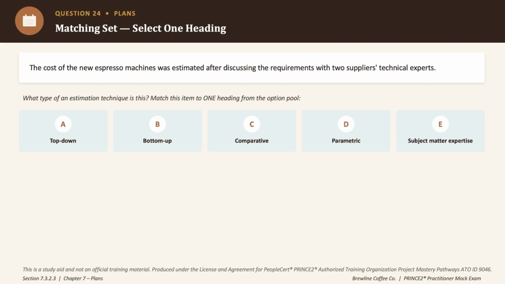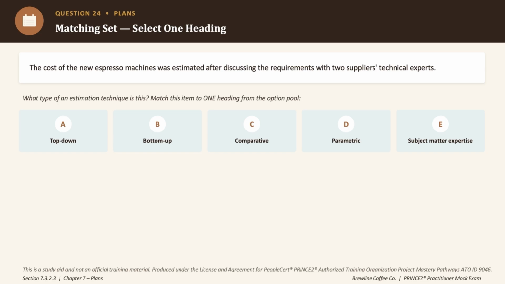Now think about it. This is a consensus-based estimate built from the input of people with specialist knowledge, right? Not from historical data, formulas, or unit breakdowns, okay? And that's exactly what subject matter expertise means, right? Consensus-based techniques, such as if you heard about a Delphi technique, planning poker techniques, etc., that develop a consensus on estimates with the participation of subject matter experts, okay? And it's particularly useful when no hard data yet exists for a new piece of equipment.